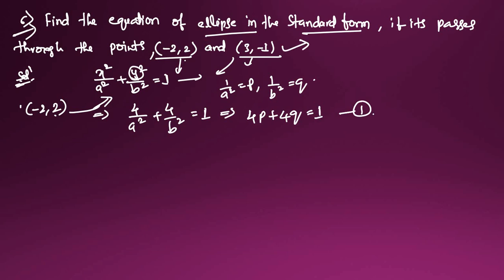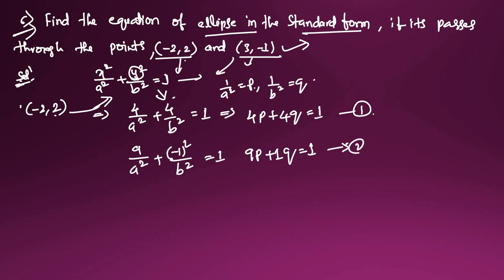I will substitute this point 3 comma minus 1 also in this standard form. So it will become 3 threes are 9 divided by a square plus minus 1 whole square, which is 1, by b square is equal to 1. So here I will take 1 by a square as p, which I already took, so 9p plus 1q is equal to 1. This I will take as equation 2.